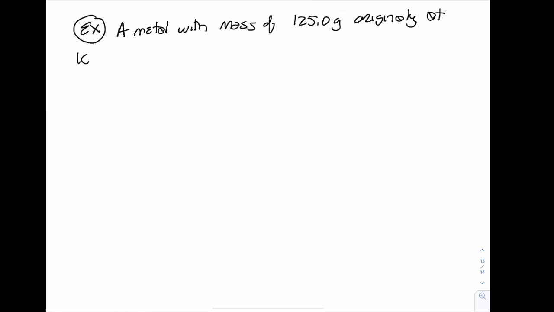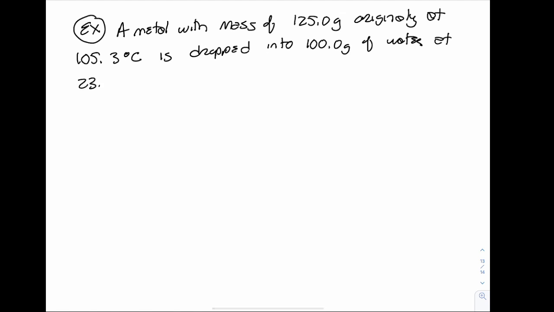So in this one, I have a metal with a mass of 125.0 grams, and it's originally at 105.3 degrees Celsius, and is dropped into 100.0 grams of water at 23.9 degrees Celsius. So what I have is I have 100 grams of water in a container, and the temperature of that water is 23.9 degrees Celsius.